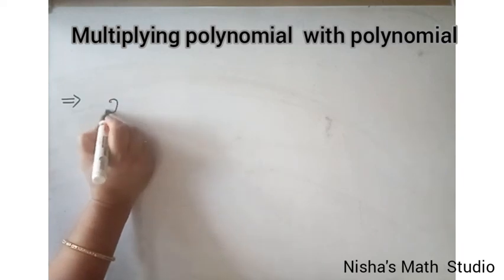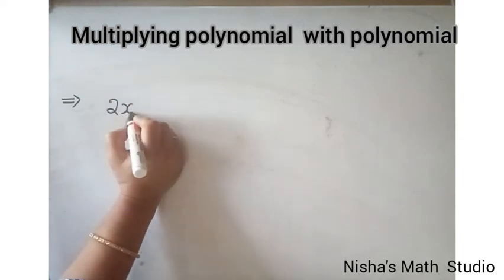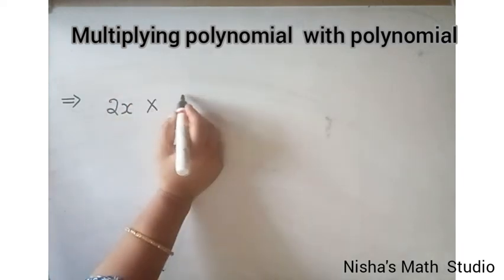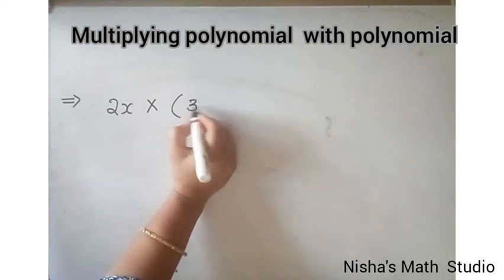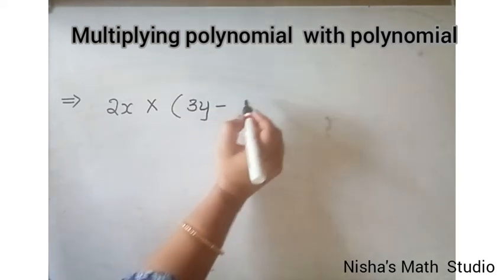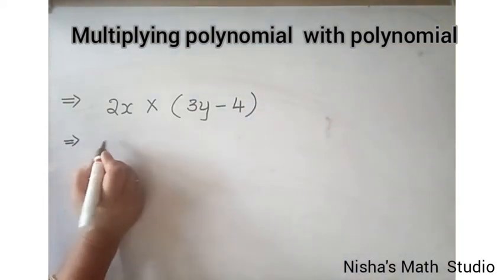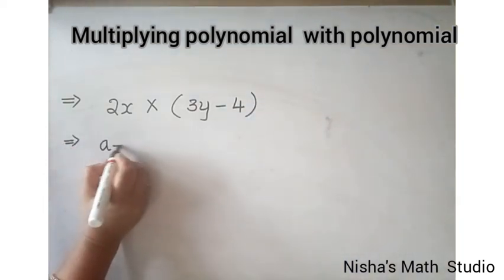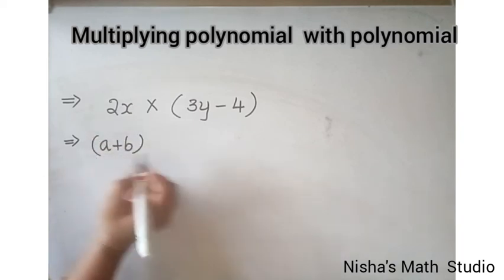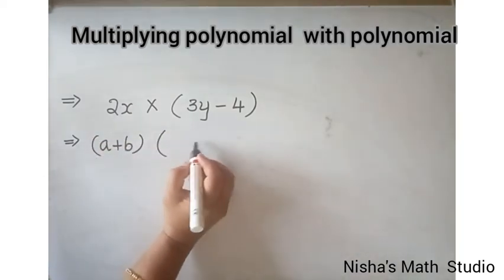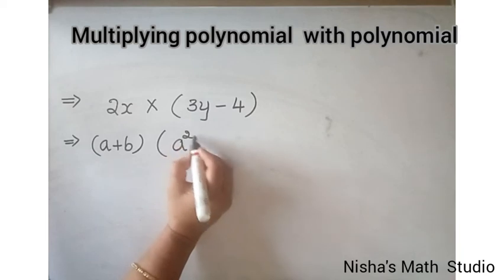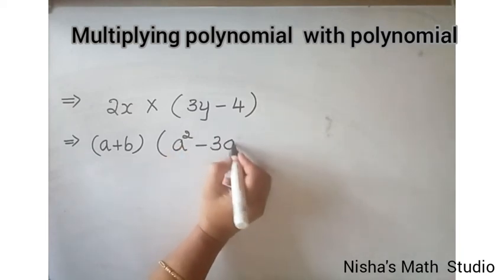Try this. 2x multiplied by 3y minus 4. Second one, a plus b multiplied by a square minus 3a plus 2b.